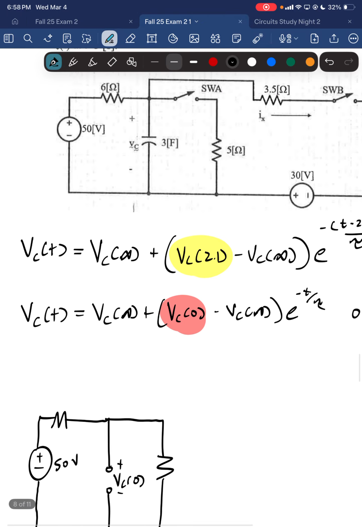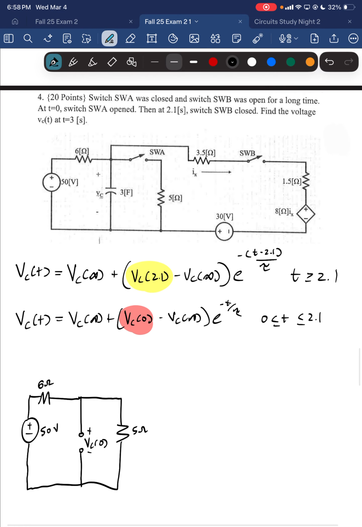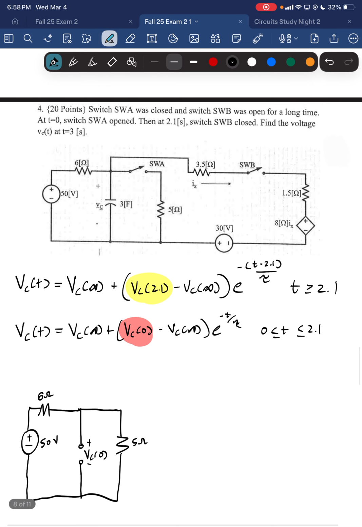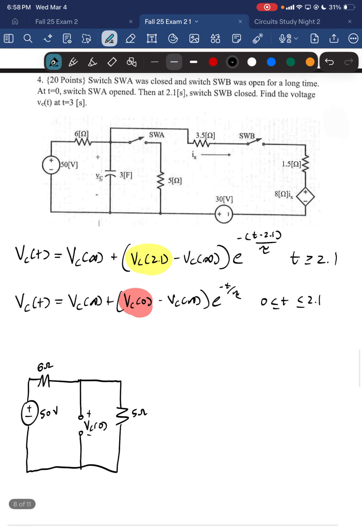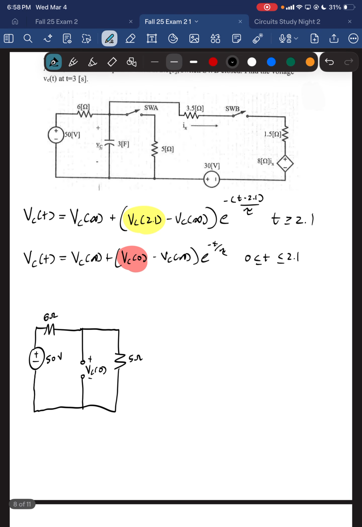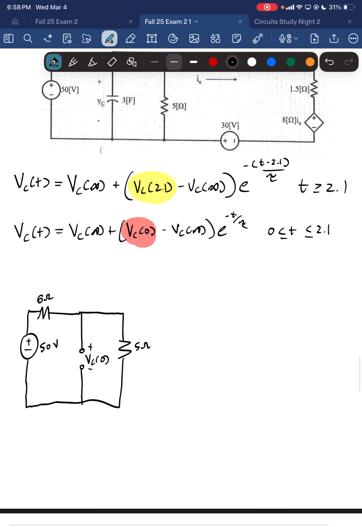Why is VC of 0 open? Because the capacitor is in steady state, and when capacitors are in steady state, we draw them as open circuits. The question specifically says that these switches have been in the position that they are in for a long time. If it doesn't say that, you can't assume steady state, but since it does, you can. Essentially fully charged. Exactly, fully charged, zero current through it, open circuit.